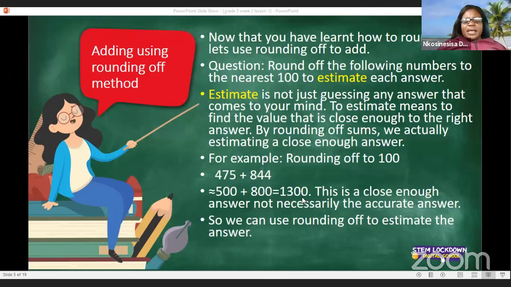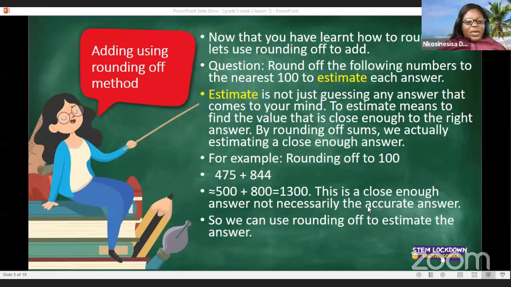So that is why estimating becomes easier when you have rounded off, because if you have zeros, you don't need to add 3 plus whatever. So that is how we estimate. So there is this answer. This is a close enough answer, not necessarily the accurate answer. So an estimate answer and an accurate answer.